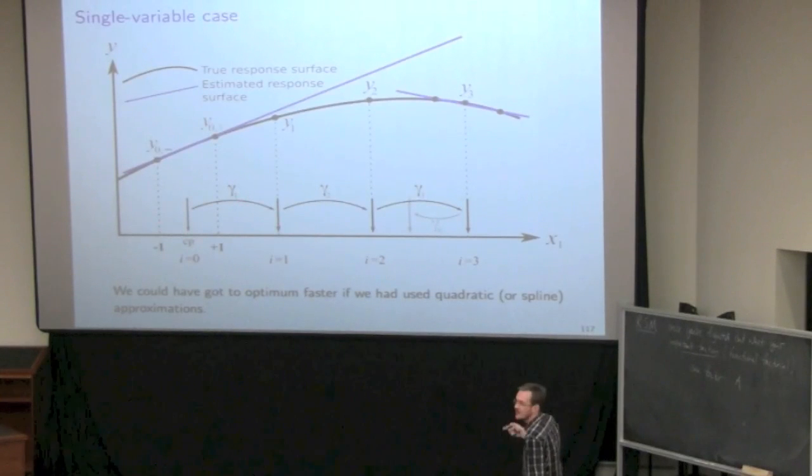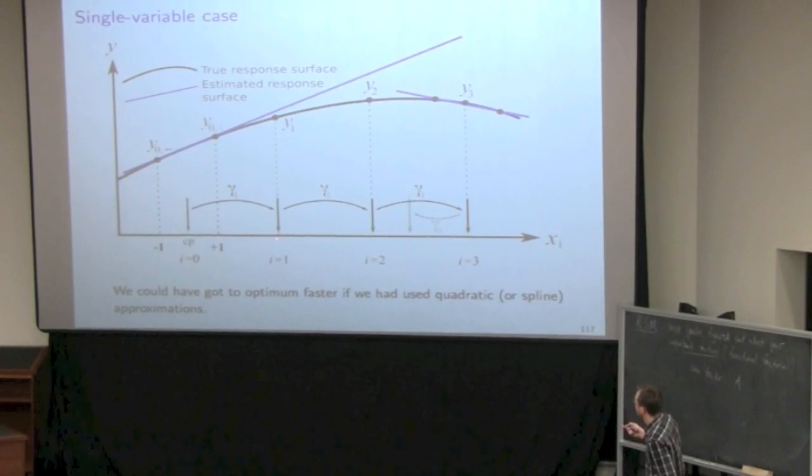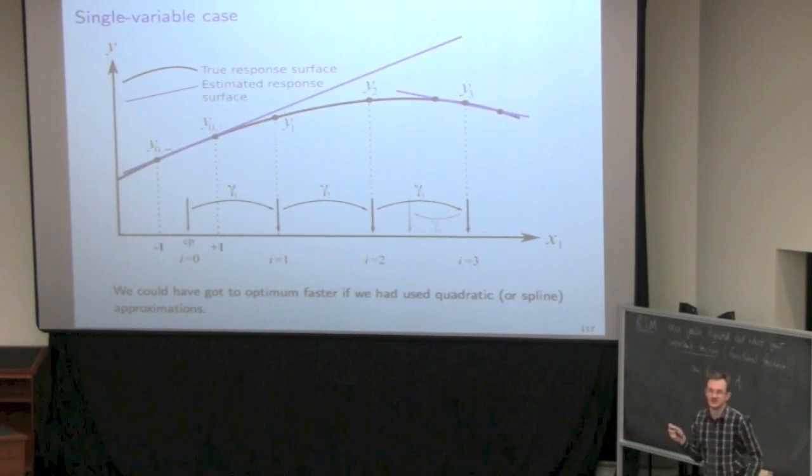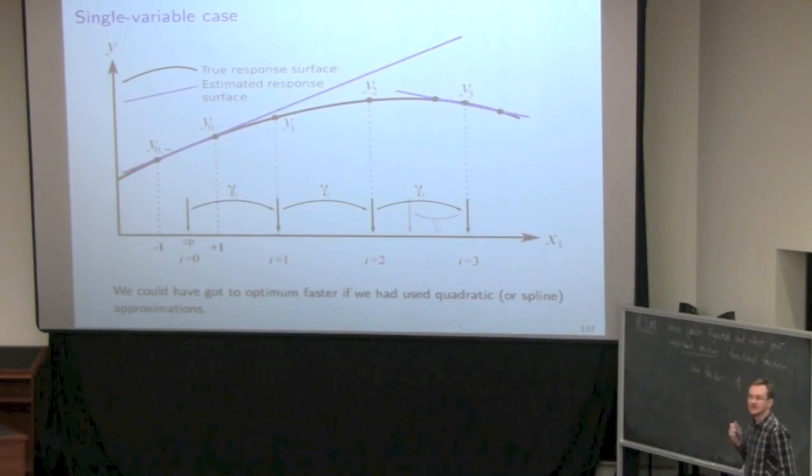We take a step of gamma 1 units over to the right. Gamma 1 units, we pop over there and we add at I equals 1. Do one more experiment. I record that point Y1, that black point. Now I have three data points.